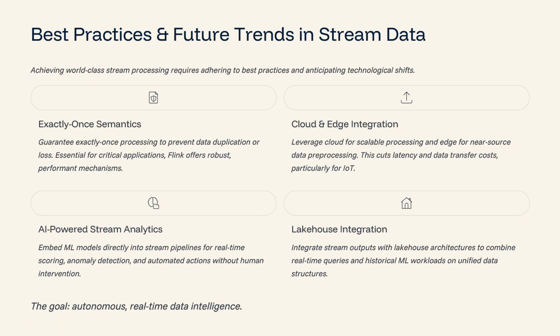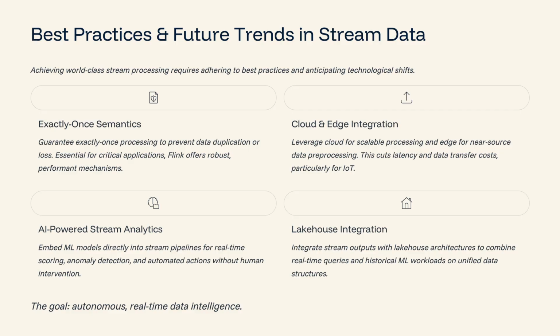So, here are some best practices and future trends in stream data. Let's understand each one of them one by one. The first one is exactly-once semantics. Guarantee exactly-once processing to prevent data manipulation, duplication, or loss. Essential for critical applications, Flink offers robust performance mechanisms.